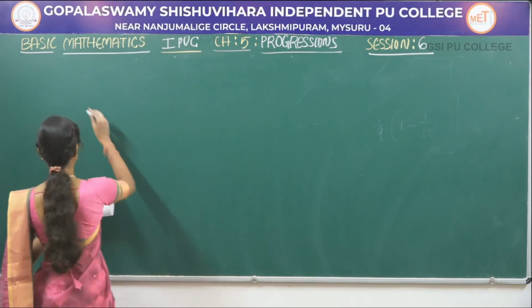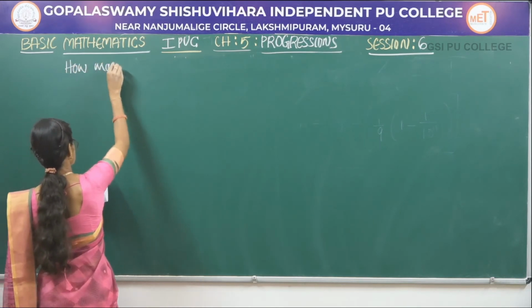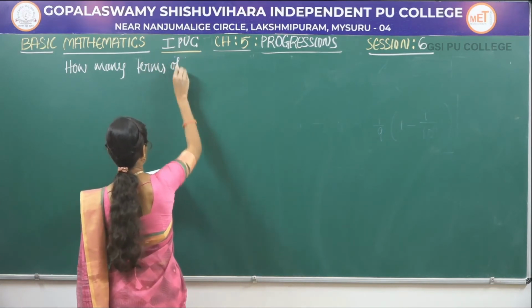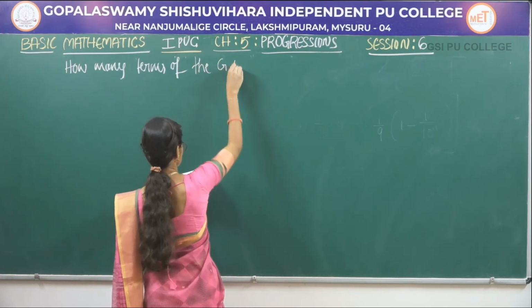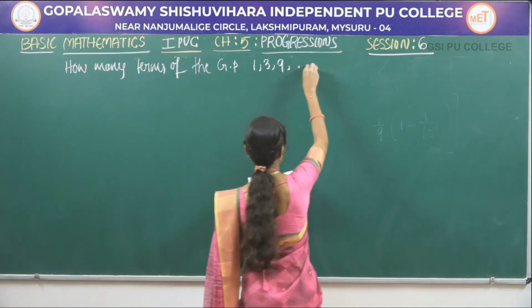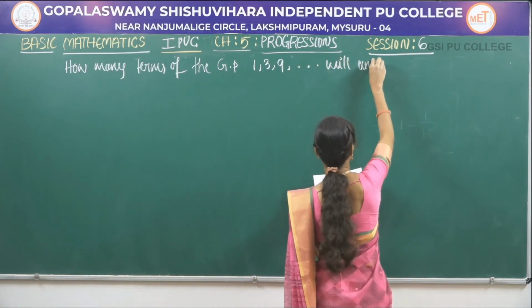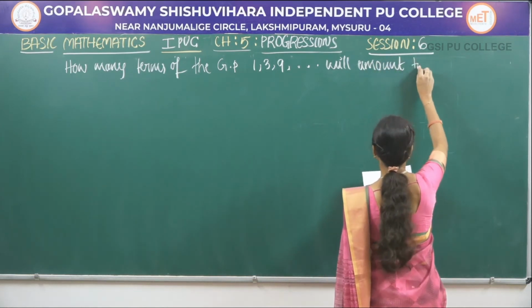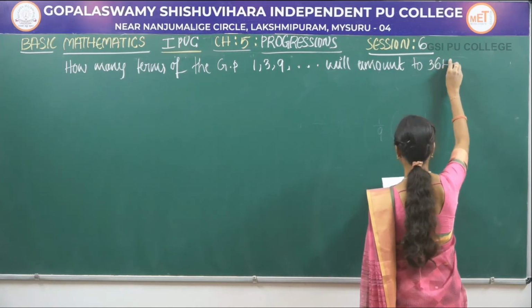Next problem. How many terms of the GP 1, 3, 9, etc. will amount to 364?